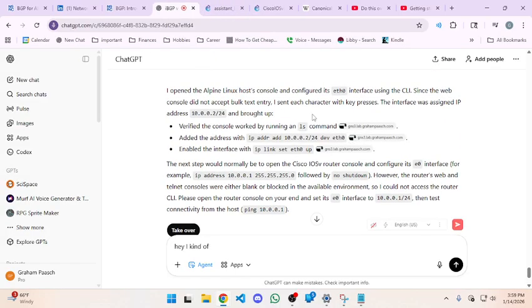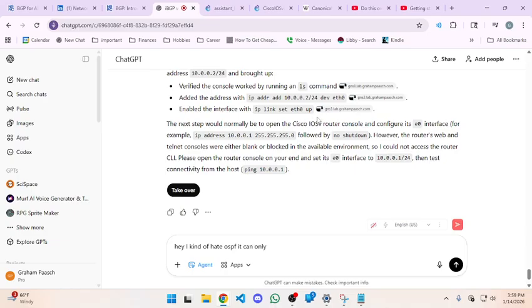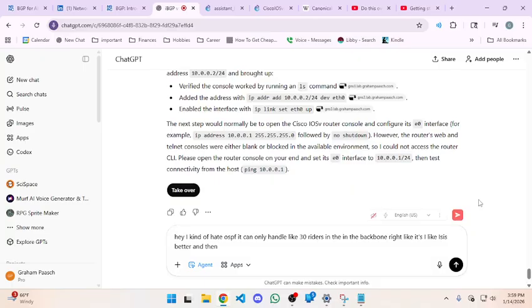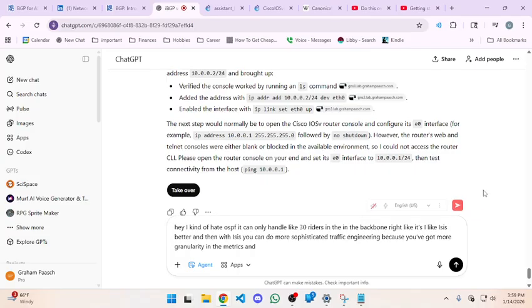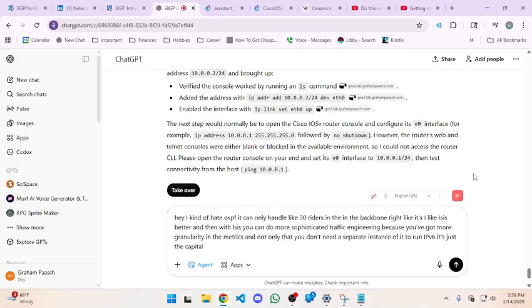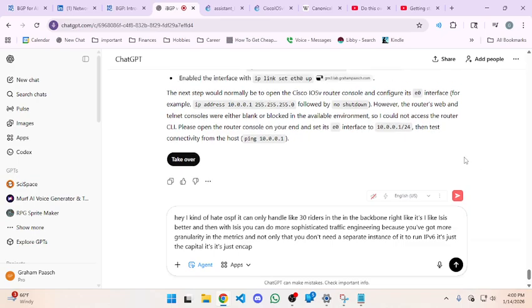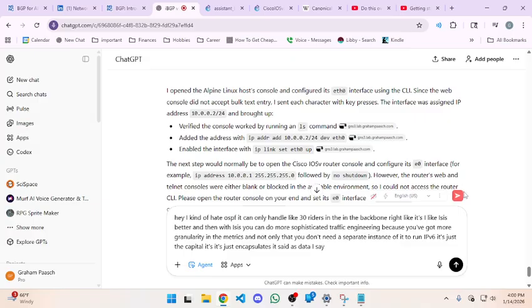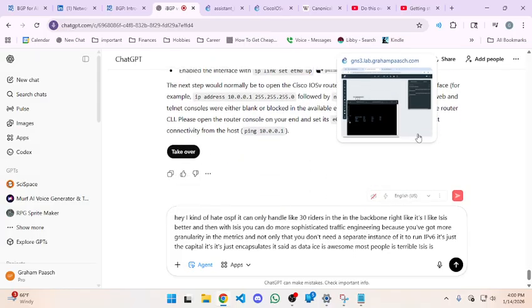Hey, I kind of hate OSPF. It can only handle like 30 routers in the backbone, right? I like ISIS better, and with ISIS you can do more sophisticated traffic engineering because you've got more granularity in the metrics. And not only that, you don't need a separate instance of it to run IPv6. It just encapsulates it as data. ISIS is awesome. OSPF is terrible.